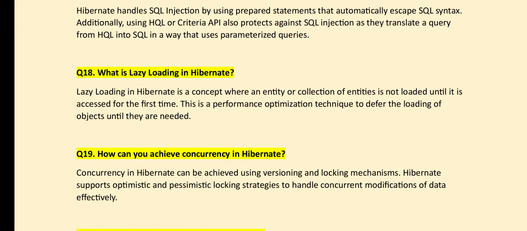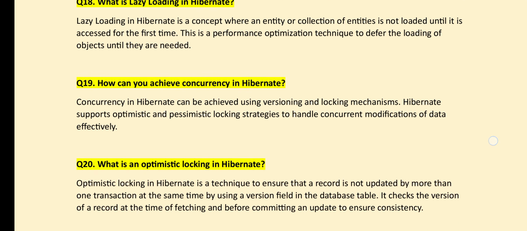How can you achieve concurrency in Hibernate? Concurrency in Hibernate can be achieved using versioning and locking mechanisms. Hibernate supports optimistic and pessimistic locking strategies to handle concurrent modifications of data effectively.